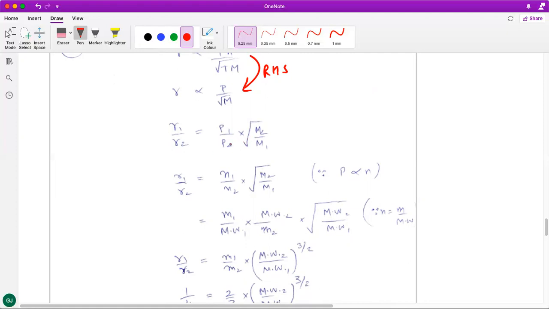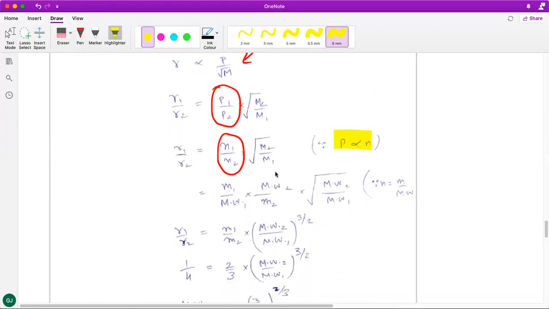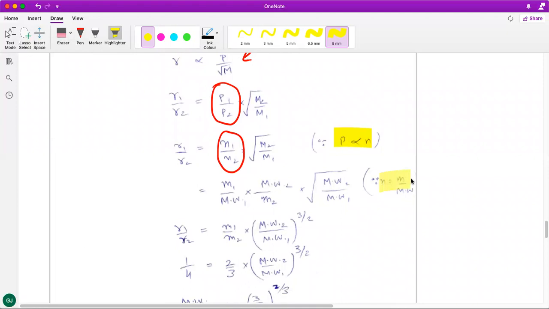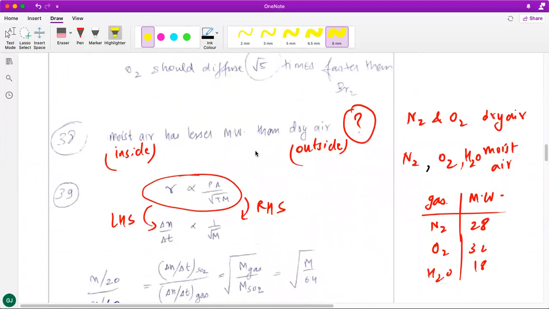Now we go on to further simplify. We can replace the ratio of the partial pressures with the ratio of the moles. Why? Because the partial pressure is directly proportional to moles. Now we can use the concept that moles is equal to mass upon molecular weight. So instead of N1, I wrote M1 by molecular weight, and instead of N2, I wrote M2, that is the mass divided by its molecular weight.